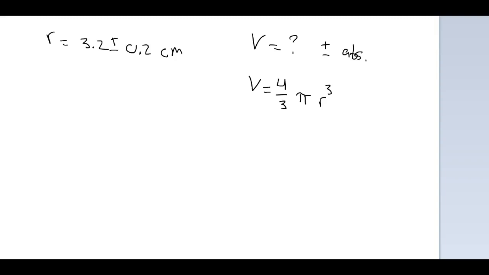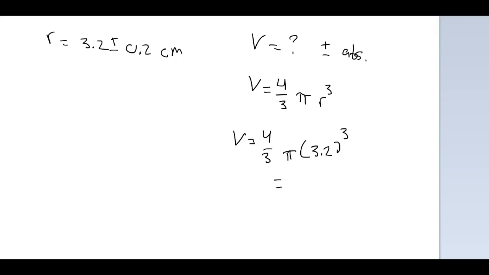And so, let's go ahead and calculate the volume, and then we can come back and calculate the uncertainty. V equals 4/3 pi times 3.2 cubed. Notice the units. R cubed, R is in centimeters, so this is going to give us the volume in cubic centimeters.